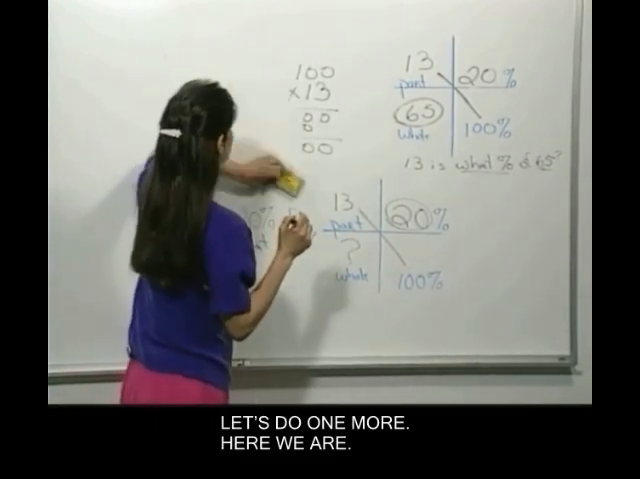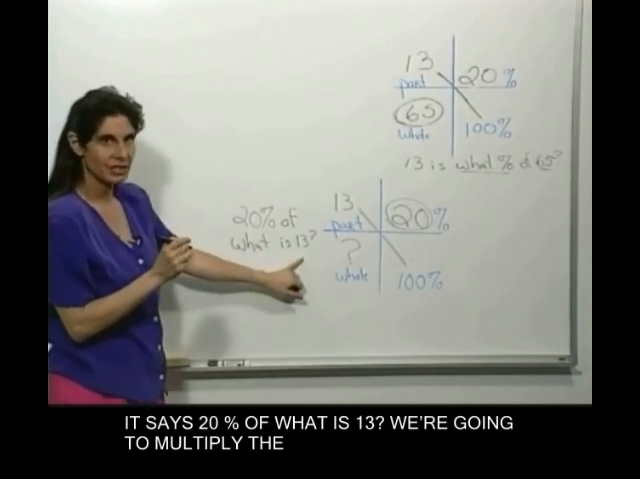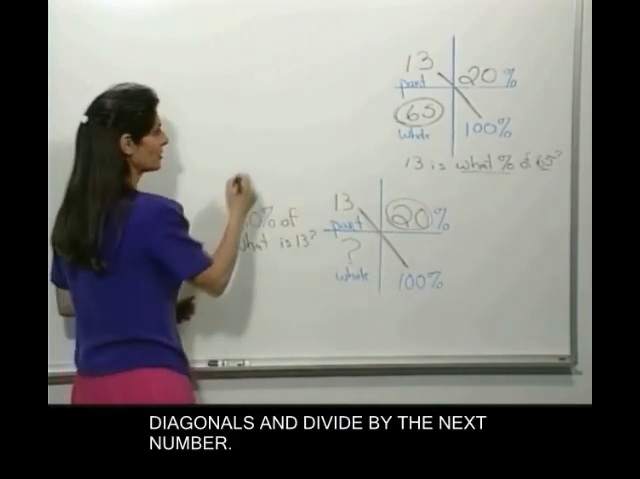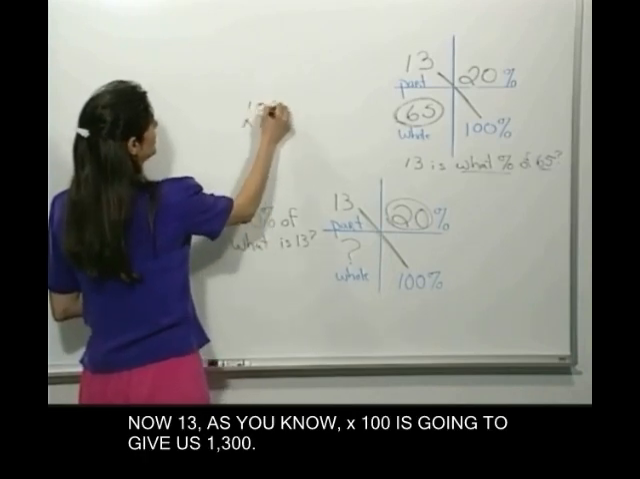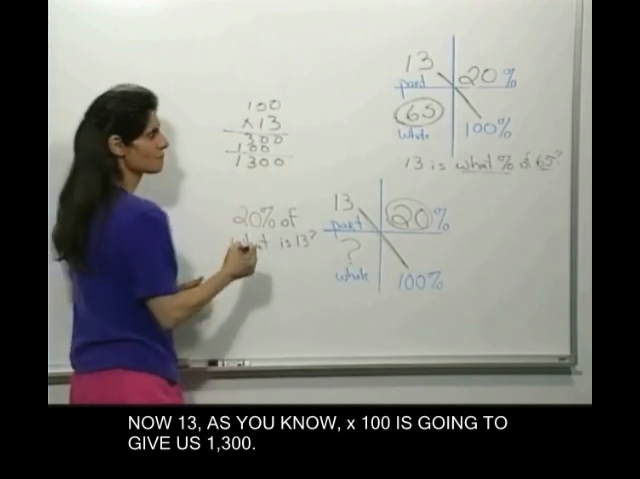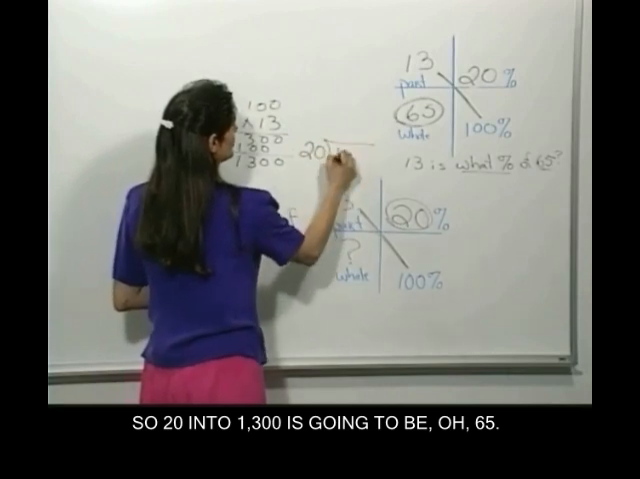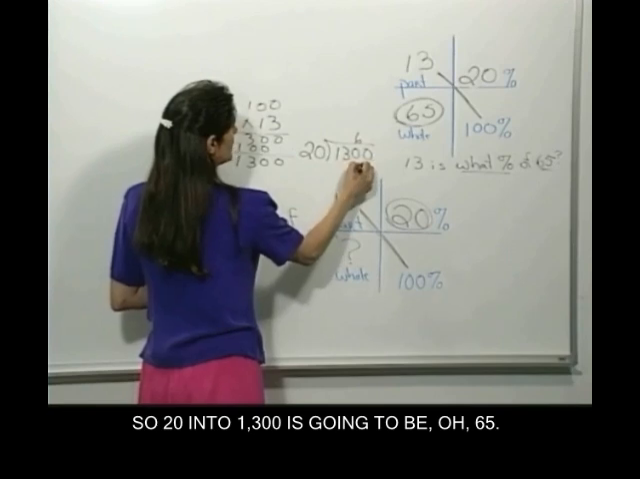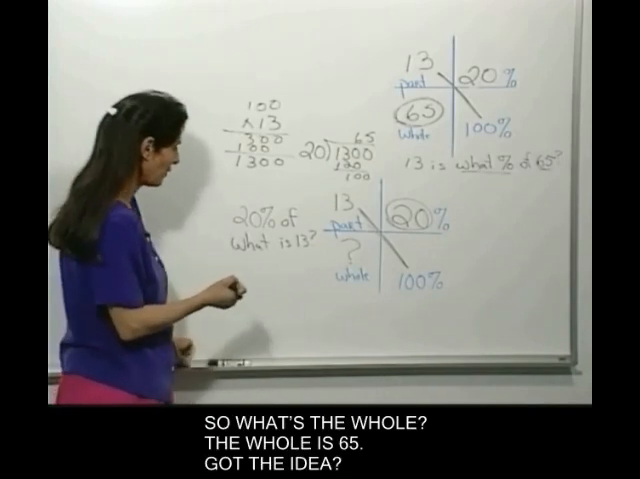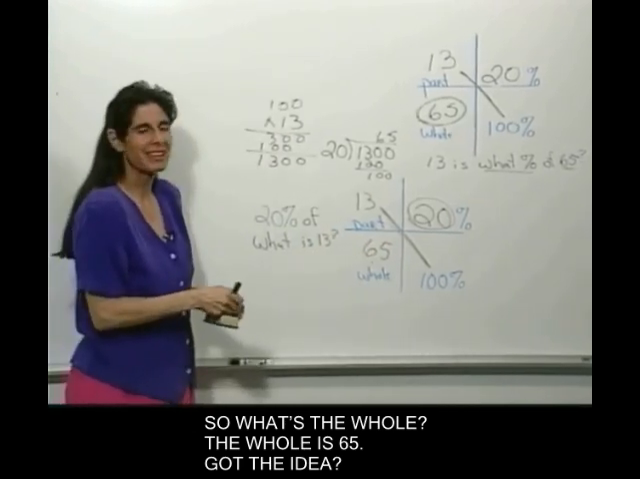Let's do one more. Here we are. It says 20% of what is 13? We're going to multiply the diagonals and divide by the next number. Now 13, as you know, times 100 is going to give us 1,300. Now we need to divide by the other number. So 20 into 1,300 is going to be 65. So what's the whole? The whole is 65. Got the idea?